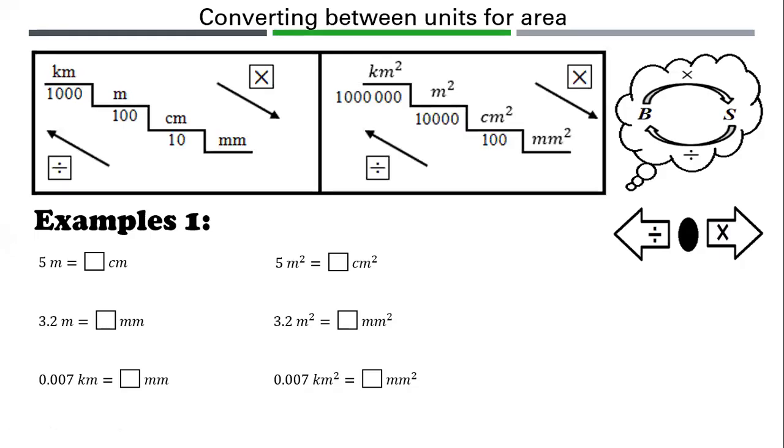Now, how do we actually convert? We do have these stairs in front of me for the 1 unit, and we have the stairs for the 2 units, the square unit. Now, if I'm going down, you're always going to do what? Multiplying. If you're going up, you're always going to do what? Dividing. The numbers change according to the unit. So from kilometer to meter, 1,000.